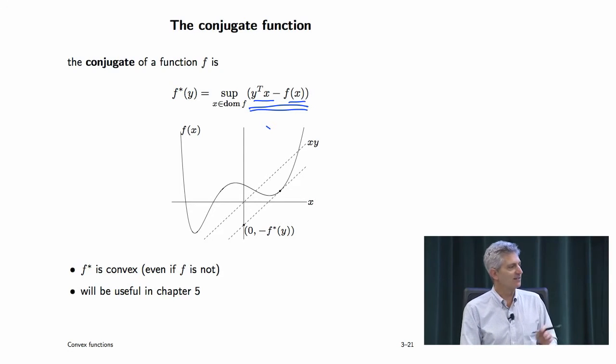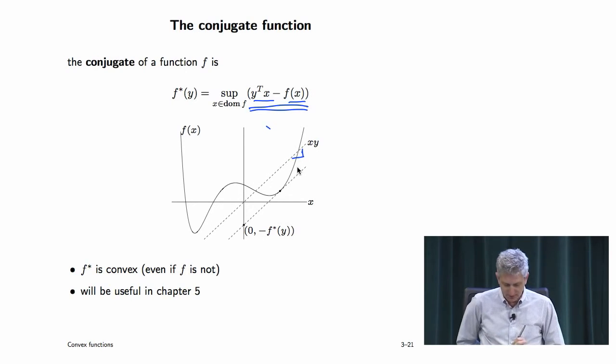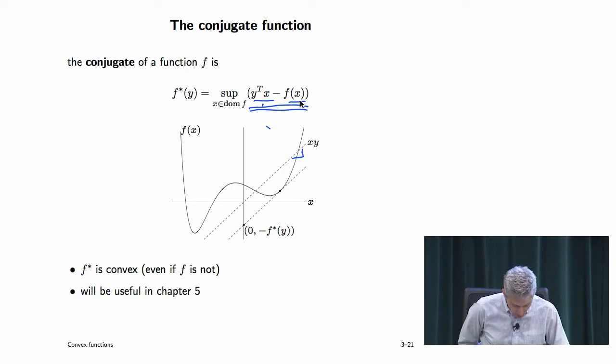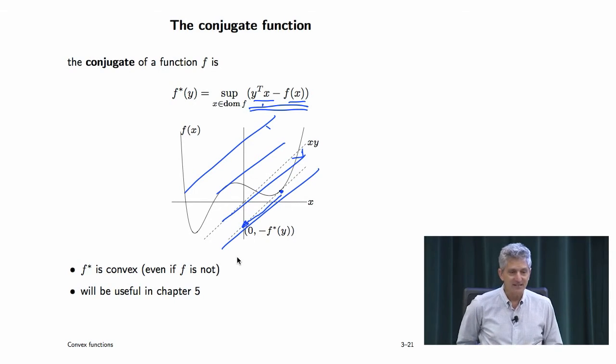We'll see things like this. So, okay, the picture is something like this. Here's your function, and then what it says is, to evaluate the conjugate, you take a slope like y. So we're going to evaluate it at y, and we take a slope like that, xy. And then it says we're going to maximize the difference between this thing and f of x, right? And so that means you move this way until you just touch here. And then, if you simply move over here, the height of this is the negative conjugate here.